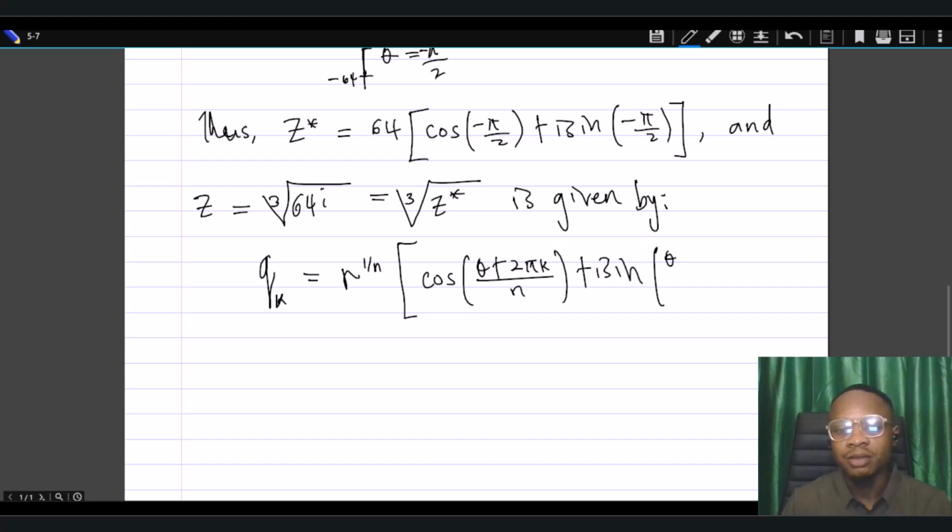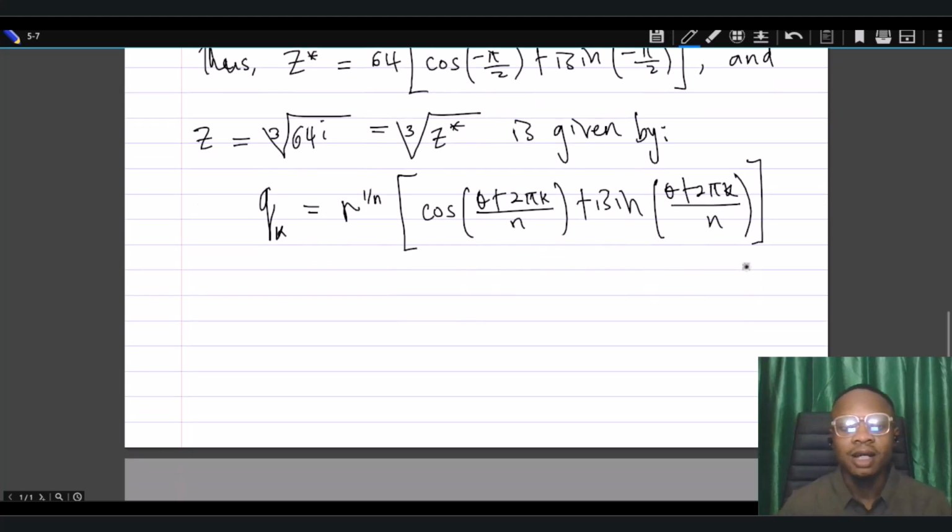Then we have this to be (theta plus 2 pi k) divided by n. So put all of this together, and we know that in general, k should go from 0 to 1 and so on up to n minus 1.